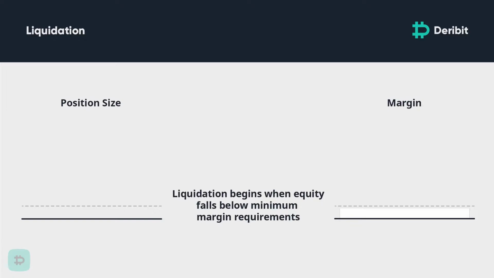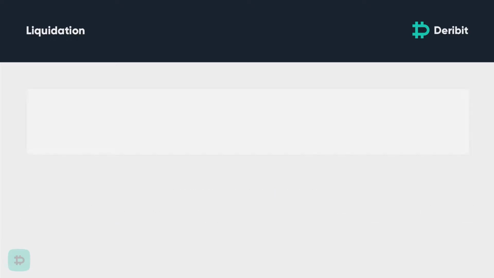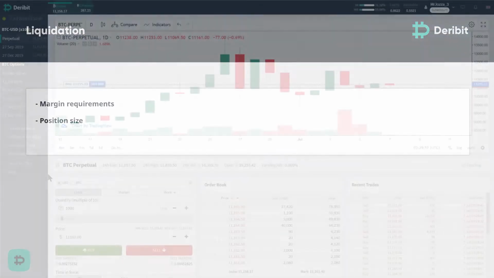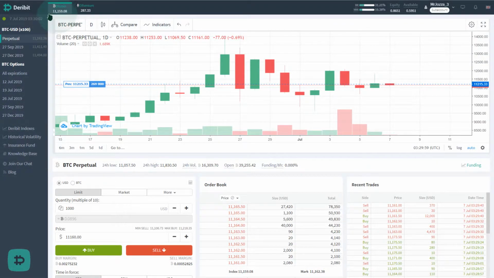The possibility of being liquidated is one of the biggest differences between trading leveraged derivatives and trading unleveraged on a spot exchange. At what point this happens depends on several factors, such as the margin requirements for the instrument you are trading, how large your position size is, and of course, how much margin you have.